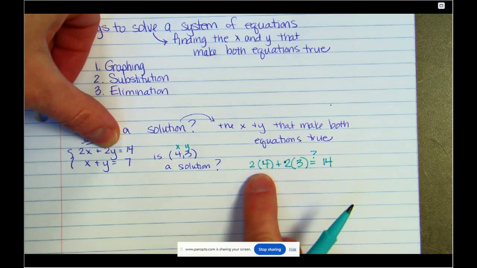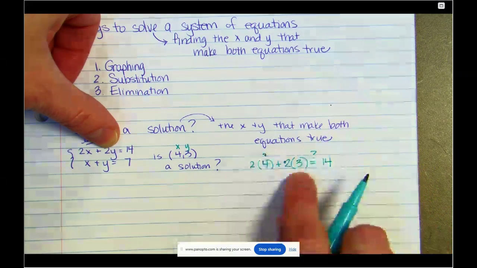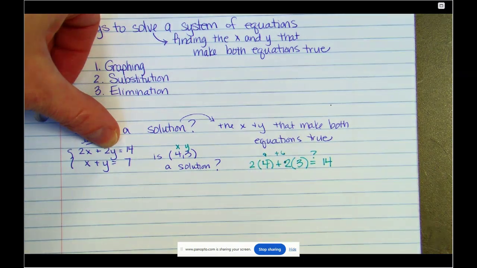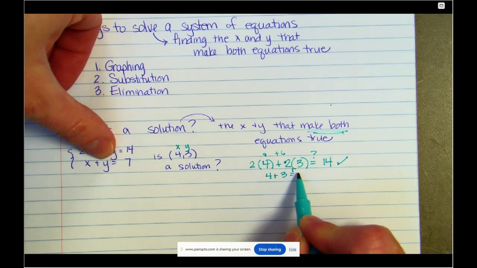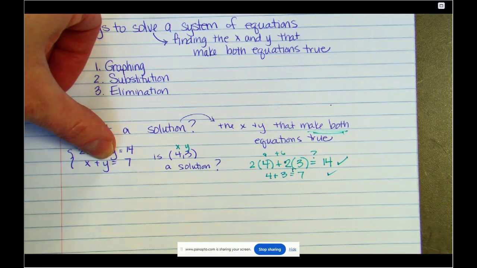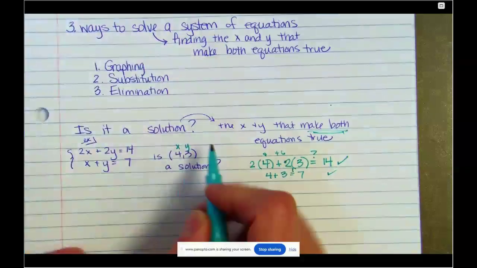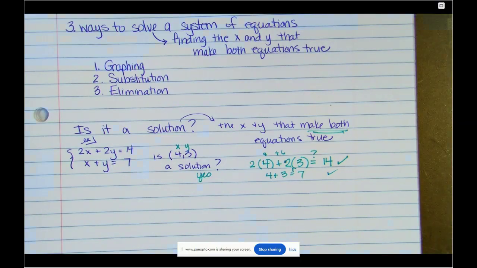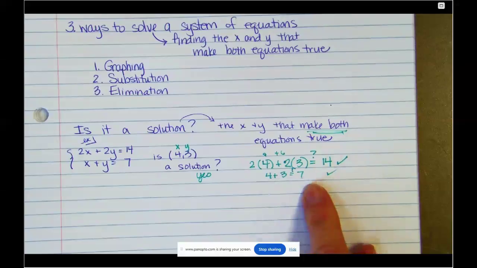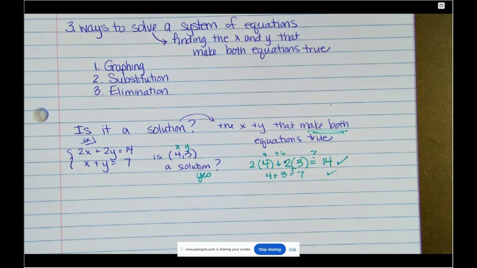Okay, because listen, let's use order of operations. What's 2 times 4? This is 8. What's 2 times 3? Is 8 plus 6 equal to 14? Okay, this is correct, but it has to be both equations true. This one's easy because I made it easy for us. What is x? 4. What is y? 3. Does 4 plus 3 equal 7? Yep. 4 plus 3 is 7. So the answer to the question is yes. That (4, 3) is a solution because it made both of those equations true statements. That is what it means for something to be a solution.